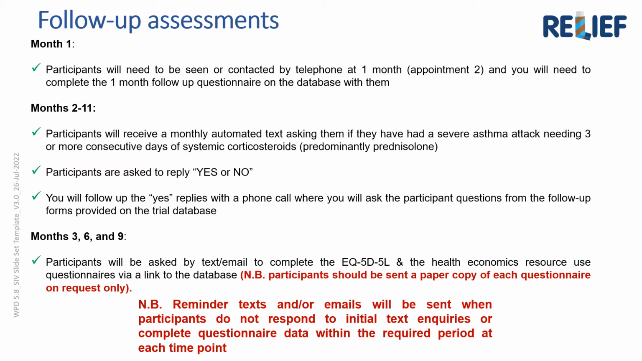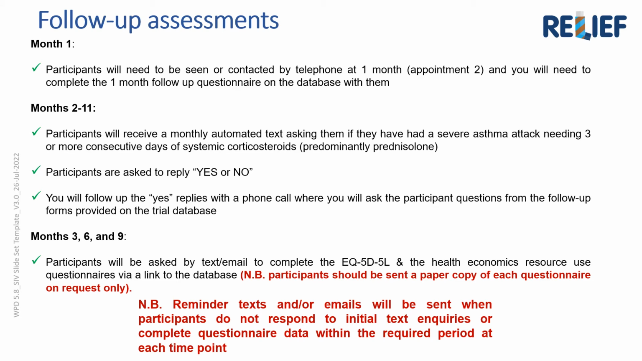Participants will receive a monthly automated text message asking if they've had a severe asthma attack needing 3 or more consecutive days of systemic corticosteroids. These will be predominantly prednisolone. Participants are asked to reply yes or no. You will follow up the yes replies with a phone call where you will ask the participant questions from the follow-up form provided on the trial database.